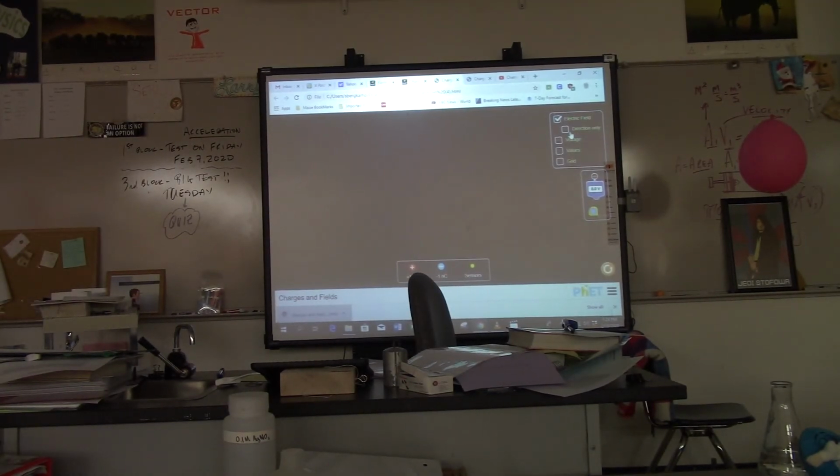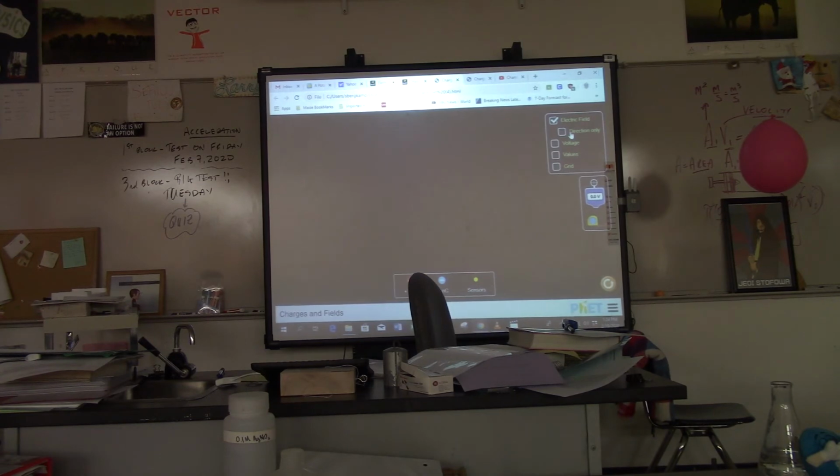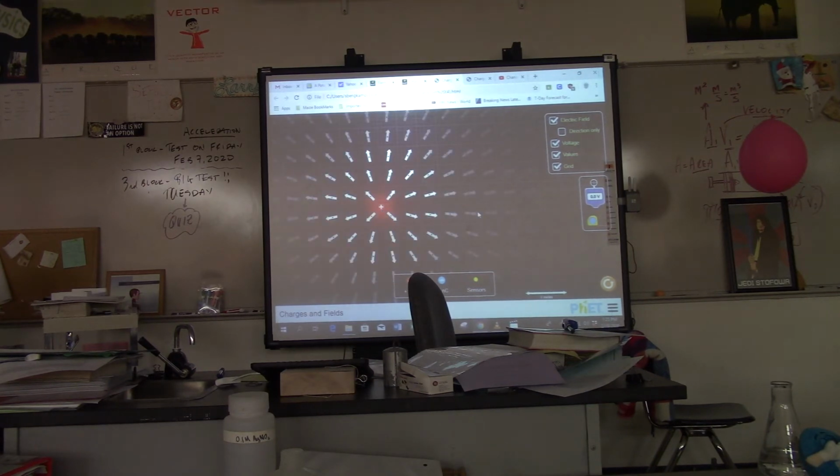Okay, so the lab that we're going to start today, and we're going to finish up tomorrow, involves this simulation, which does a phenomenal job. So, the first thing you want to do is make sure that you show all the values. And so what you're going to do is you can drag, and this is 1 nanocoulomb. So you're going to put a 1 nanocoulomb charge there. Wow, that looks so cool. Okay? Yeah, it's nice.